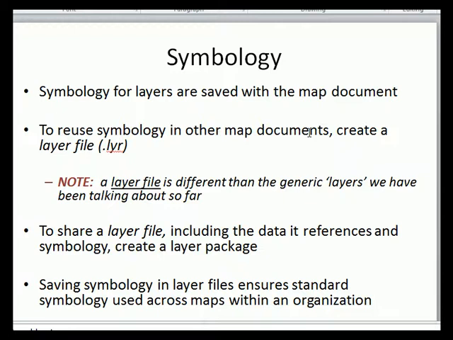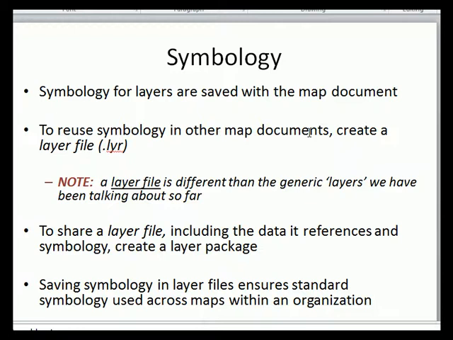So you can actually save symbology outside of a map document in something called a layer file. It has a .lyr extension. And this is different than the generic term layers that we talked about last week. In a GIS, we've always talked about layers of information, and we overlay them on the map. Okay, so layers in GIS is a real generic term.